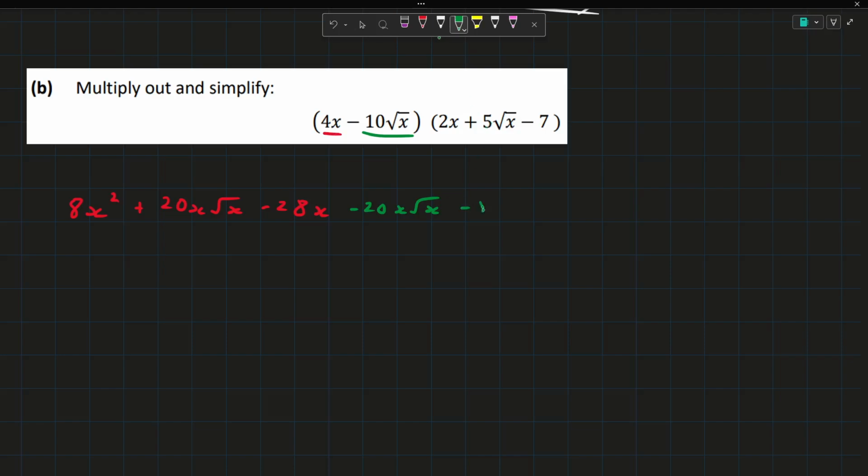So we're going to have minus 50 as the number, and then root x times root x will give us just x. And then the minus and the minus will make a plus here, and then 10 by 7 will give us 70, and then we just have root x.